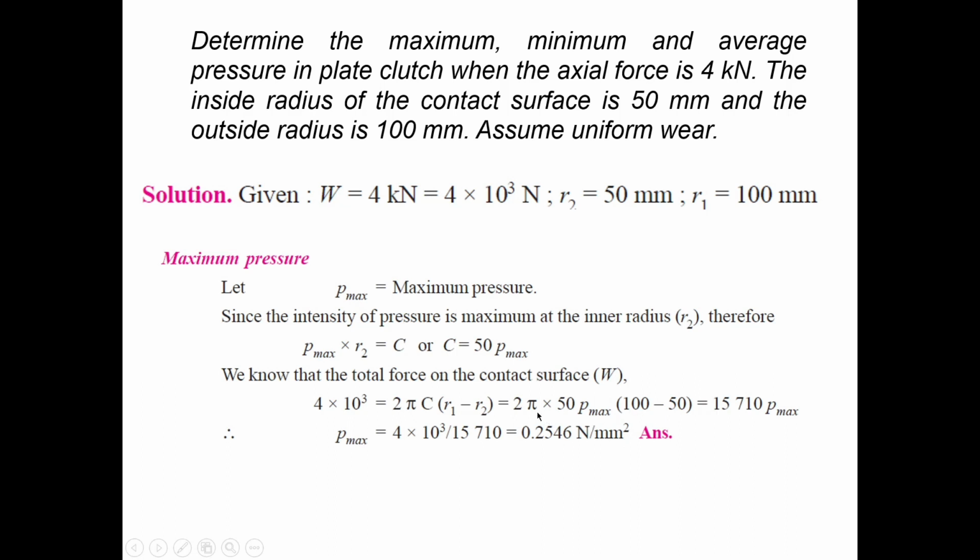On substituting the relevant values, it was found that P max is 0.2546 Newton per mm square. So this is the maximum pressure in the clutch plate when the axial force is 4 kN. Then we have to find out the minimum pressure.